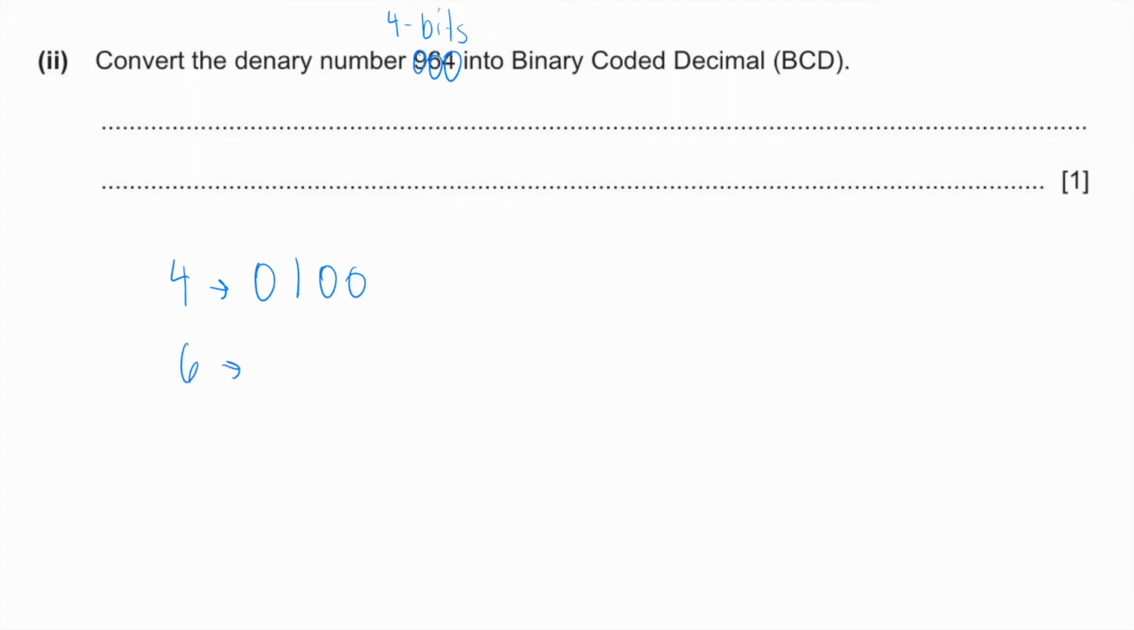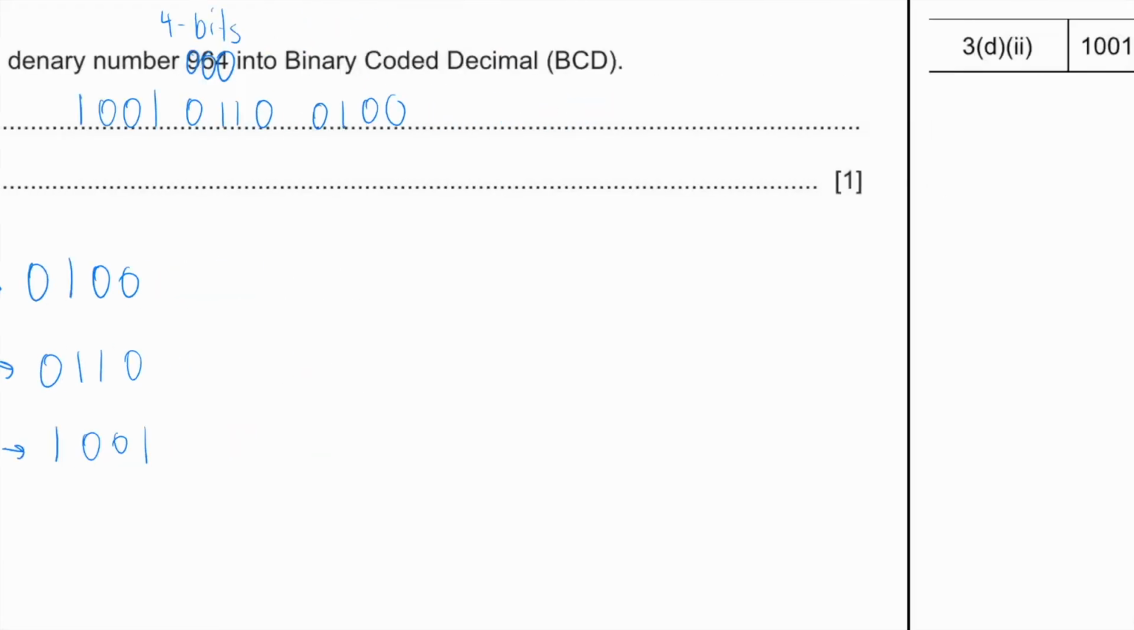6 is just going to be, so I guess it's going to be 0, 1, 1, 0. And 9 is just going to be 1, 0, 0, 1. So we're going to go in the same order as the decimal number, and we're going to have 1, 0, 0, 1, 0, 1, 1, 0, and then 0, 1, 0, 0, and that's going to be our answer. And I think we did a good job.